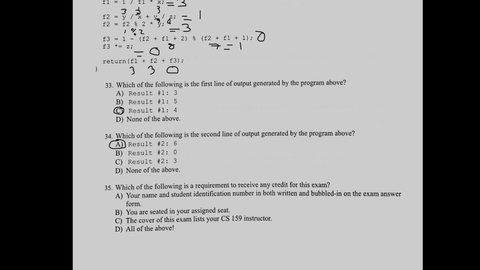35. Which of the following is a requirement to receive any credit for this exam? A, your name and student identification number are both written and bubbled in on the exam answer form. B, you are seated in your assigned seat. C, the cover of the exam lists your CS159 instructor. D, all of the above. Nice freebie they give you there.